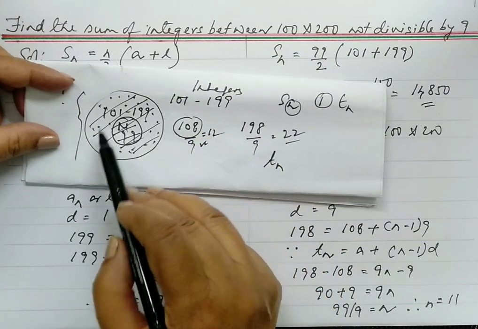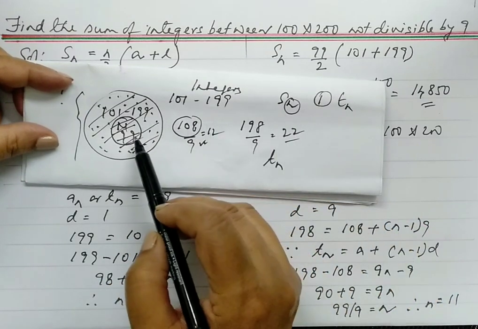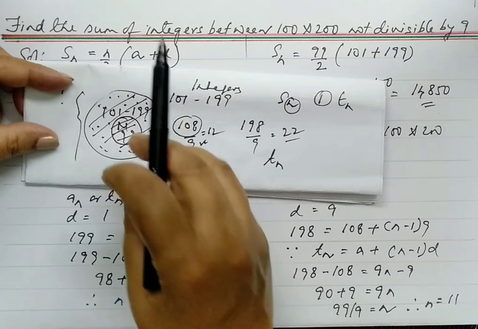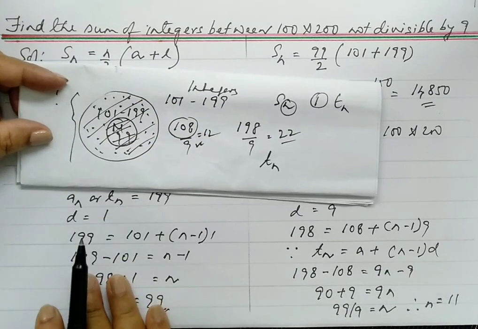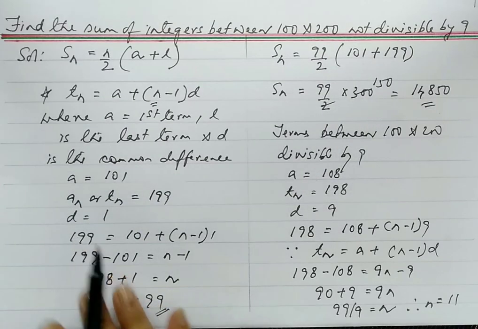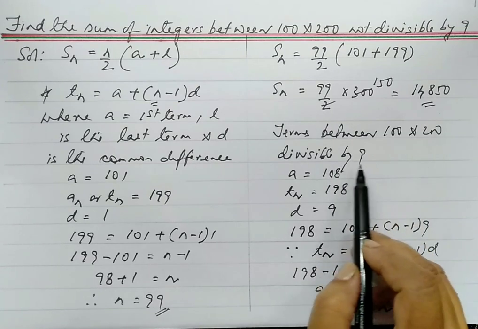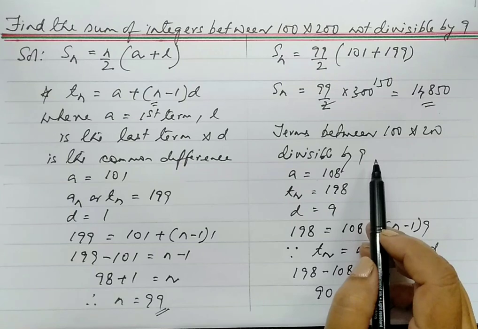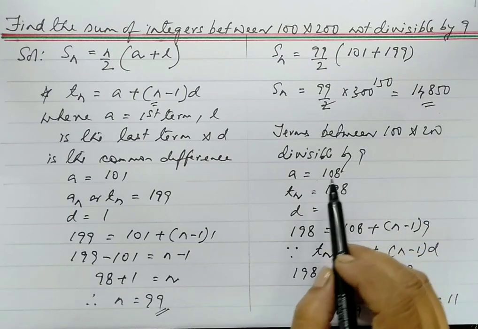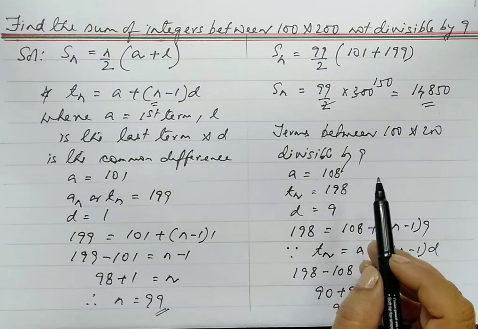Now in this, there will be, in disguise, all those multiples of 9 also, which we have to extract. We have to bring it out. We have to minus. Correct guys? So terms between 100 and 200 that are divisible by 9 is our next step. So a equals 108, as I have explained here.